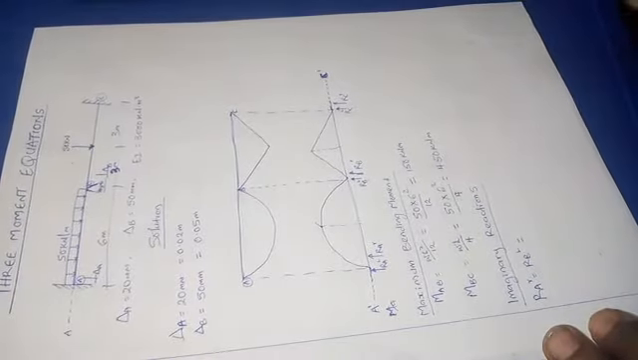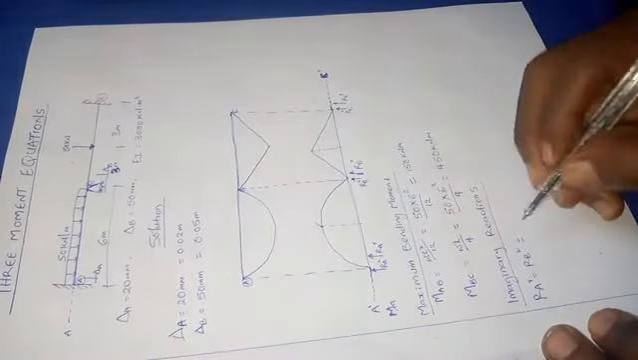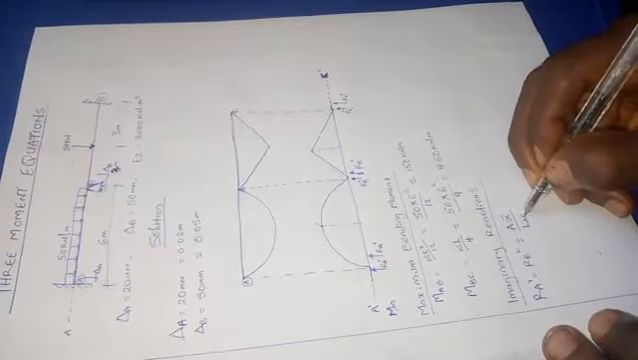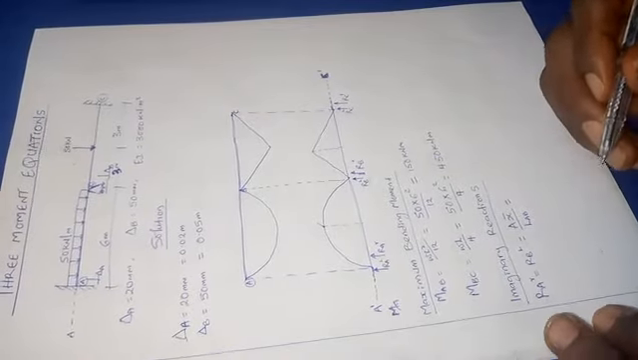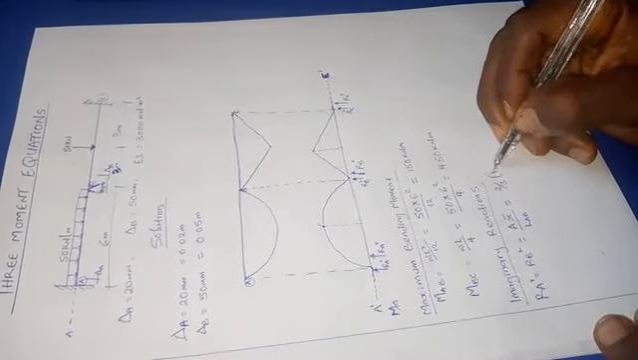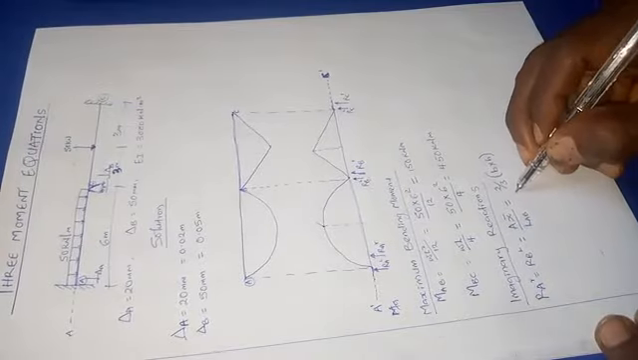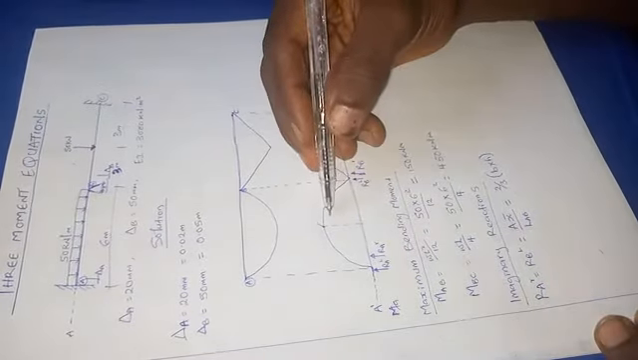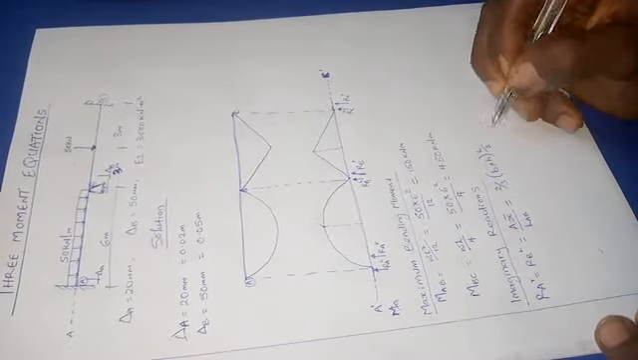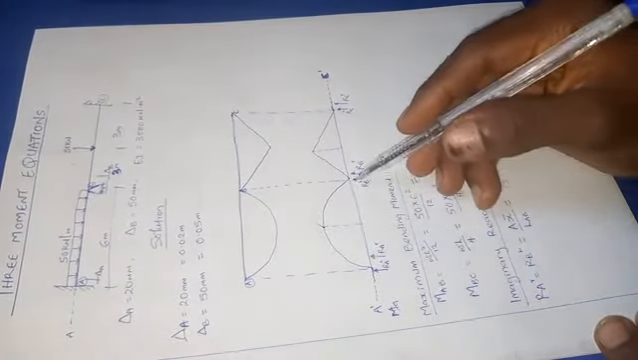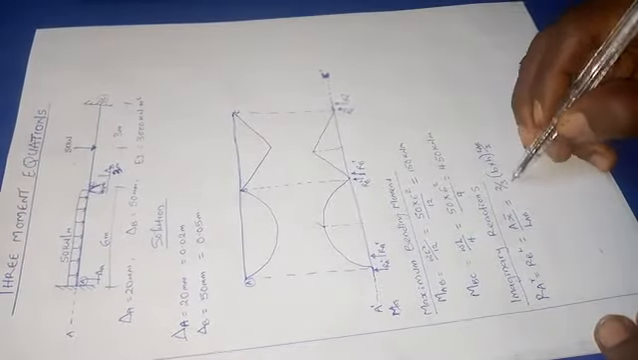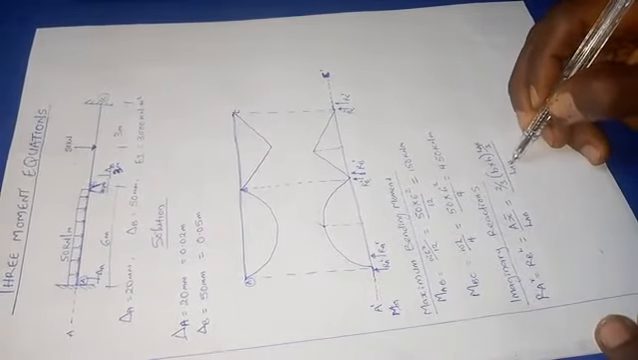The formula we use to calculate our imaginary reactions is area times the centroid, all divided by the length of A to B. We know that the area of a parabola is always 2 divided by 3 in brackets, the base times the height. Then the centroid of a parabolic shape is the length divided by 2, and here we are referring to the length of A to B, so the length of A to B divided by 2, then everything is all divided by the length of A to B.